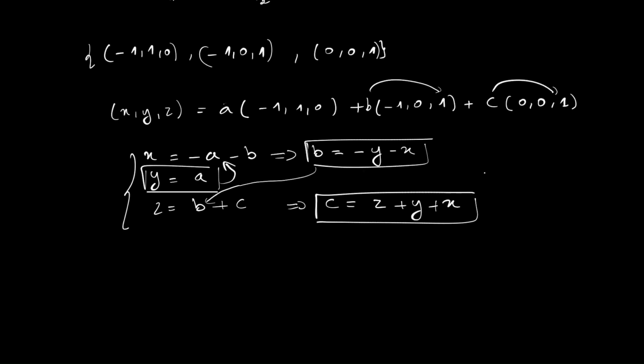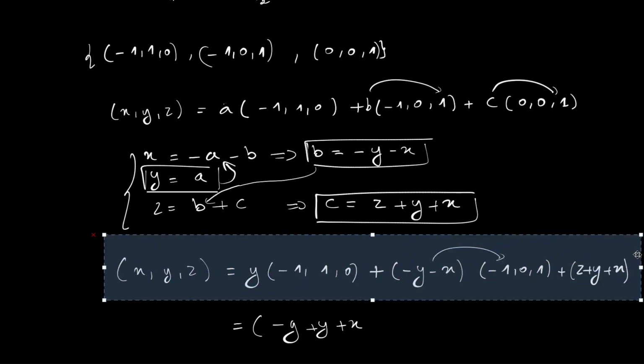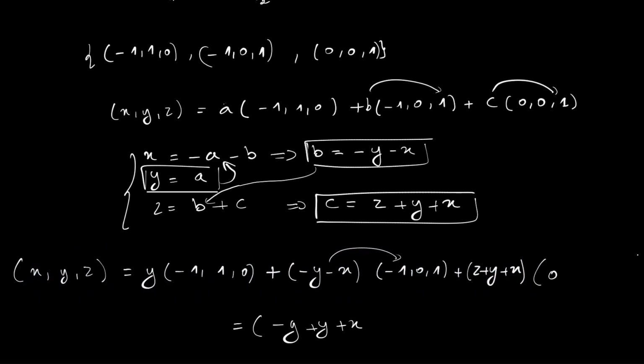To verify that it is correct, I am going to write this. B is minus y minus x, and C is z plus y plus x. By calculating this, we get minus y and plus y plus x. Where is the third vector? I forgot to write the last vector.